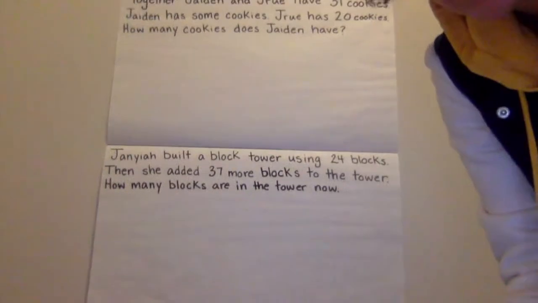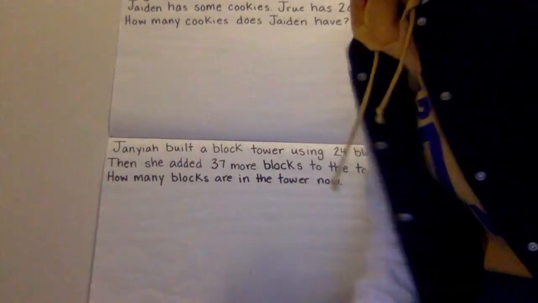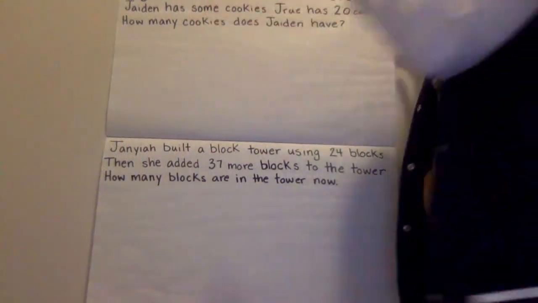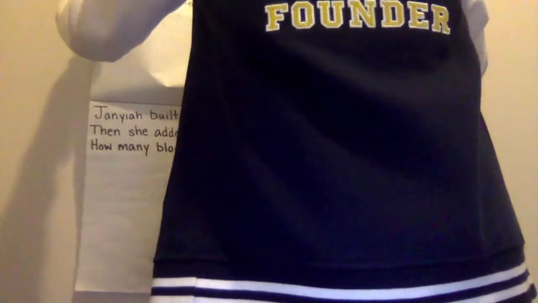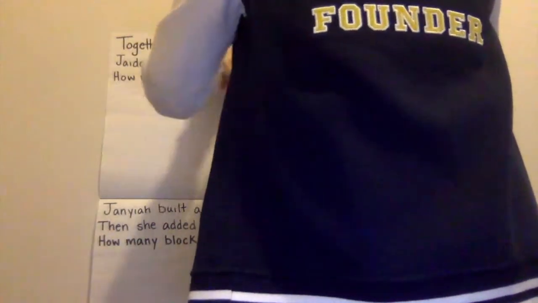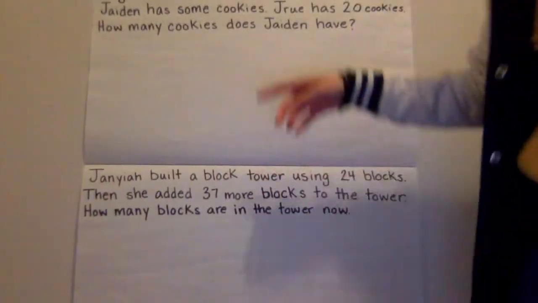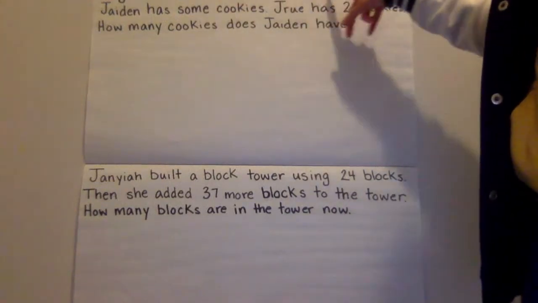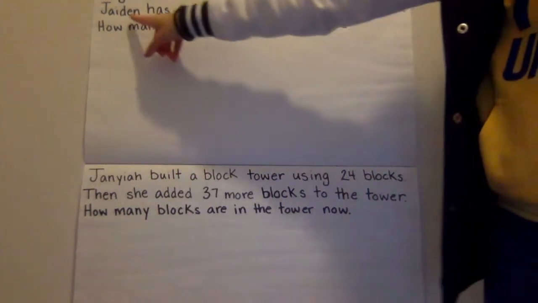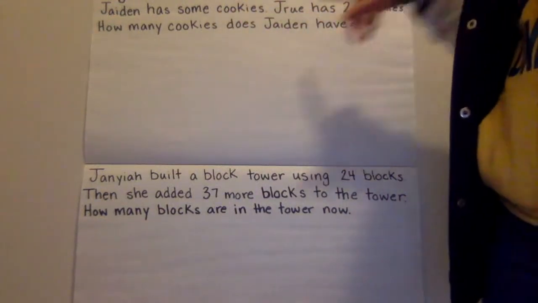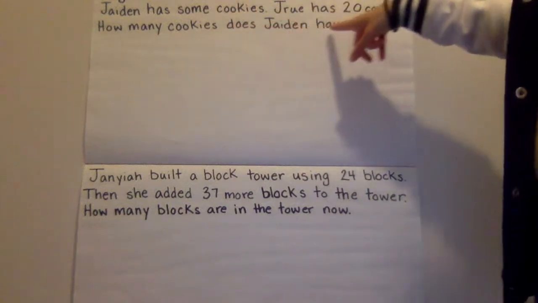All right. I have these two problems here that I need your help solving. Listen up. The first one says, together, Jaden and Drew have 31 cookies. Jaden has some cookies. Drew has 20 cookies. How many cookies does Jaden have?